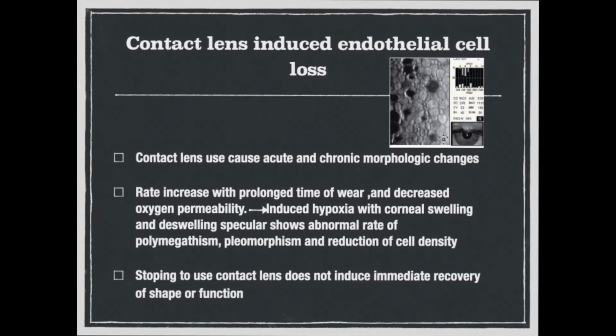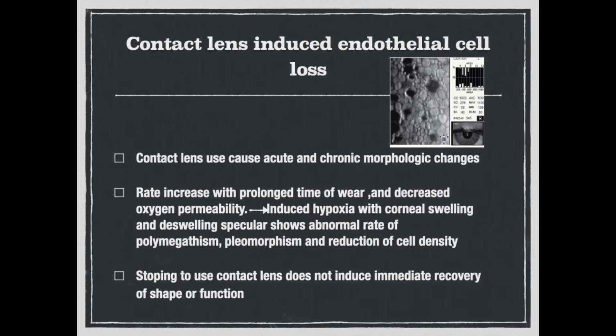Contact lens-induced cell loss: contact lenses cause acute and chronic morphological changes. The rate increases with prolonged time of wear, decreased oxygen permeability inducing hypoxia, and corneal swelling and deswelling repeated several times on putting on and taking off the contact lens, with abnormal rates of polymegathism, pleomorphism, and reduction of cell density. Stopping contact lens wear does not induce immediate recovery of shape or function.